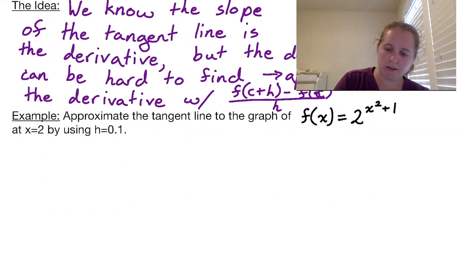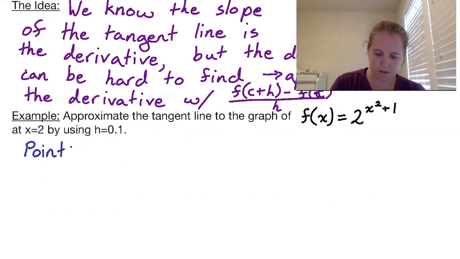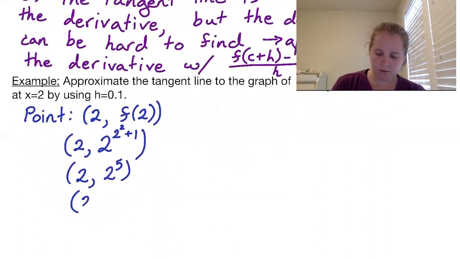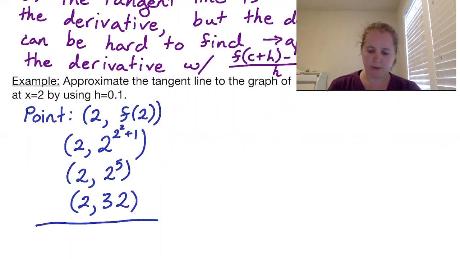So again, we need a point and a slope. So the point, we are looking at the point 2, f of 2, or 2 to the 2 squared plus 1, that's a lot of 2's, or 2 to the 5th, better known as the point 2, 32. So that's our point.